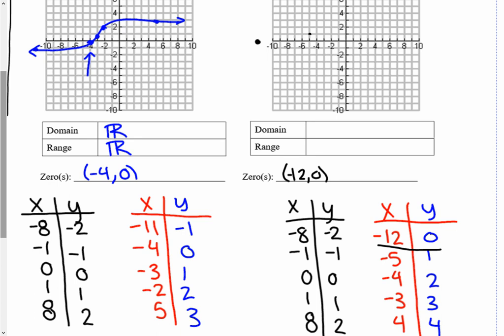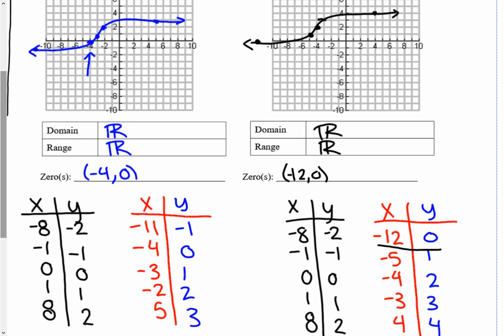And at -5, I'm at 1, -4, 2, -3, 3, and then last but not least, at 4, we are at 4. Connect your dots, keep your arrows on the end. I have a domain there, left to right, of all real numbers, and a range of all real numbers.